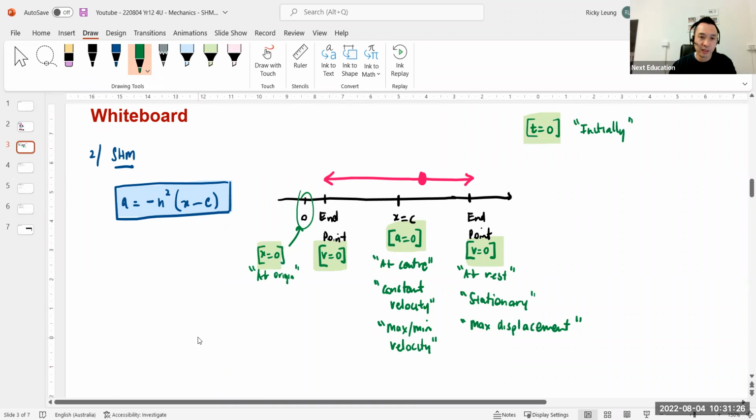Now, just to show you the most common version of this, when the center is at the origin, you basically get a equals negative n squared x. That is when the center is x equals 0.